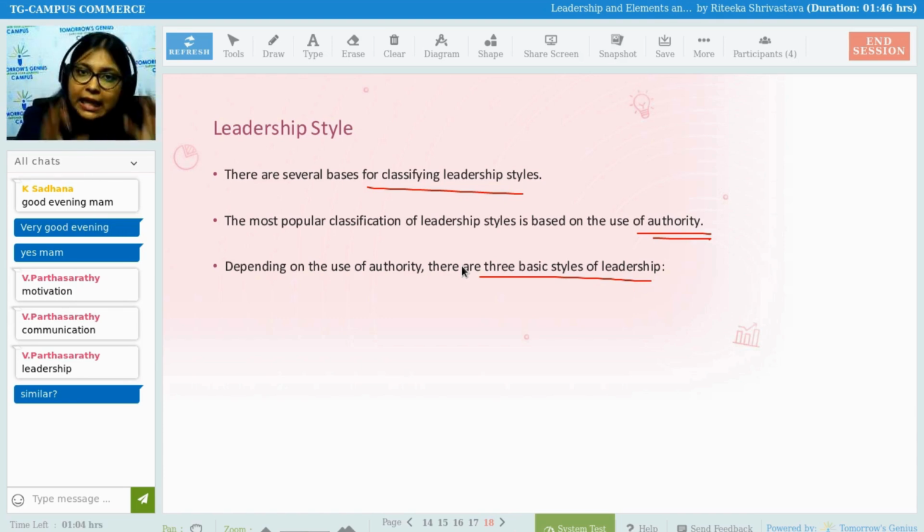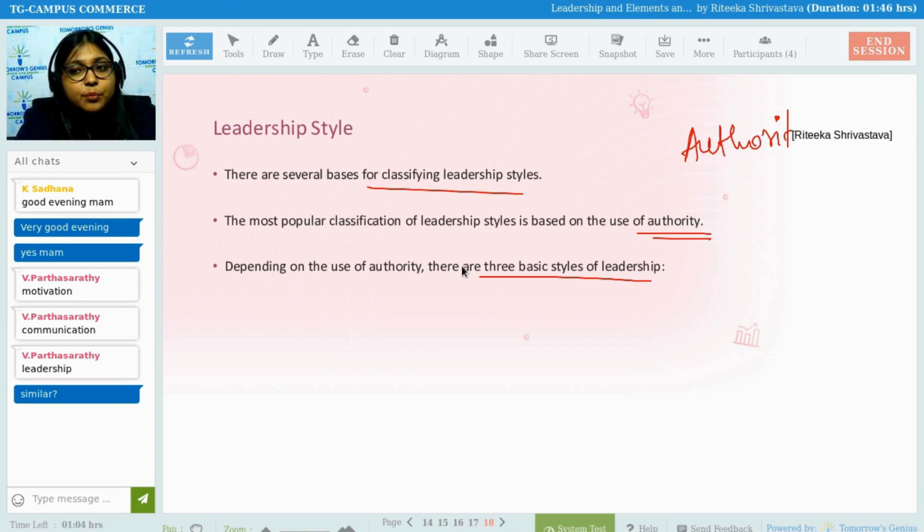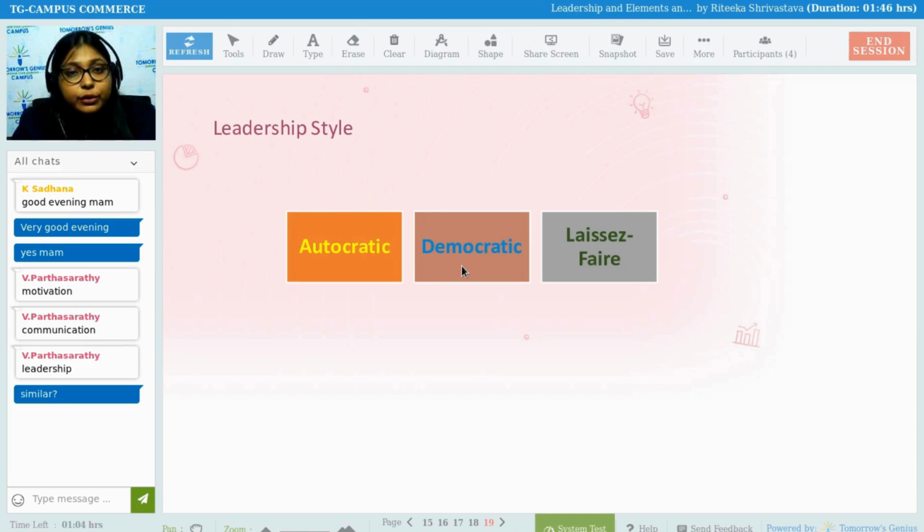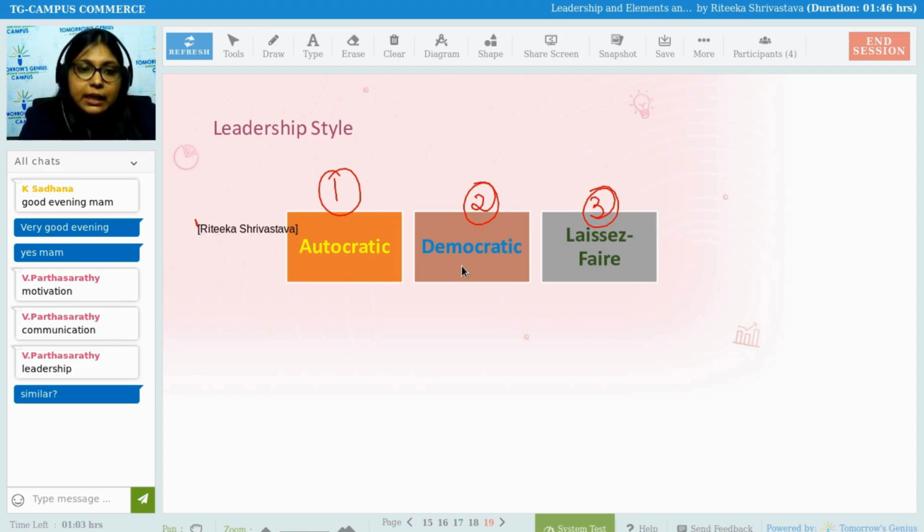So now they are saying that you can classify the styles of leadership on different bases, but one of the bases which they have considered is authority, and on the basis of authority the leadership style can be of three types. First is autocratic, second is democratic, and third is laissez-faire. Very important. High chances of case studies or descriptive answers from this particular topic.